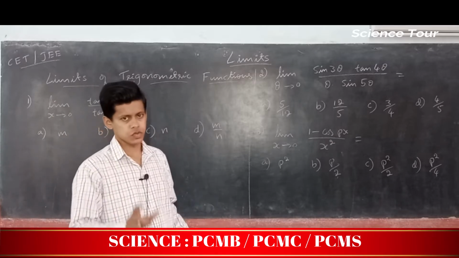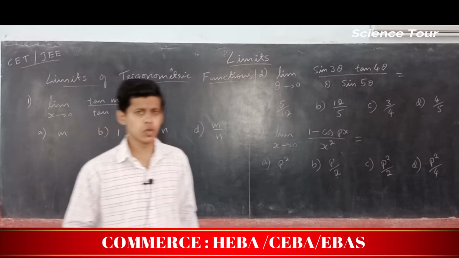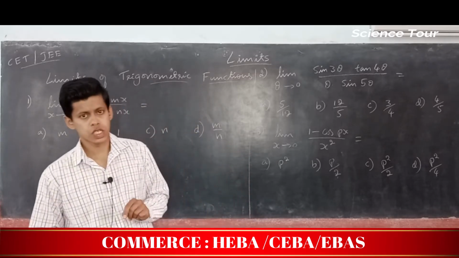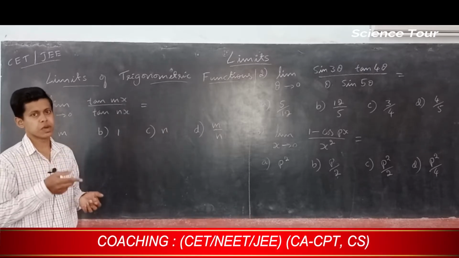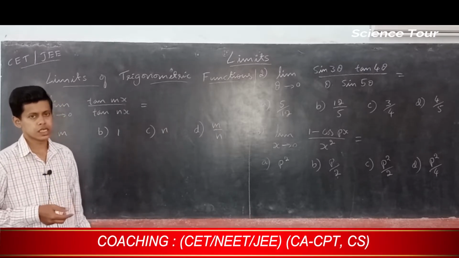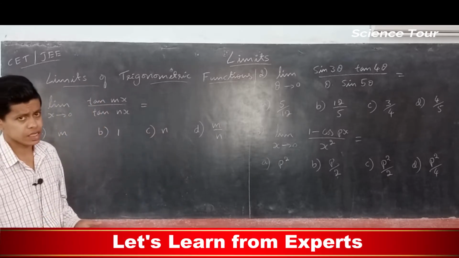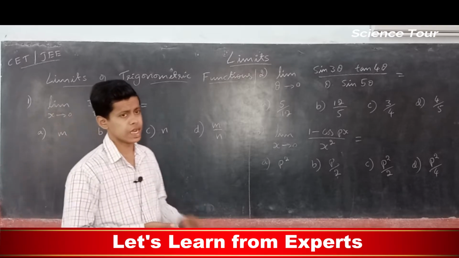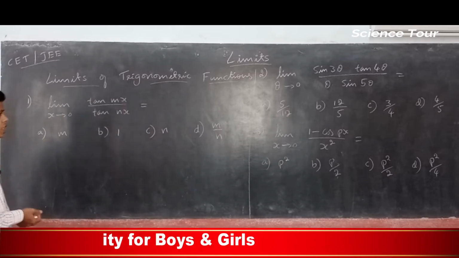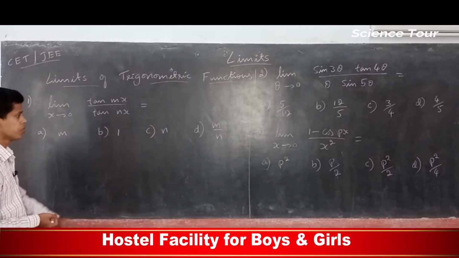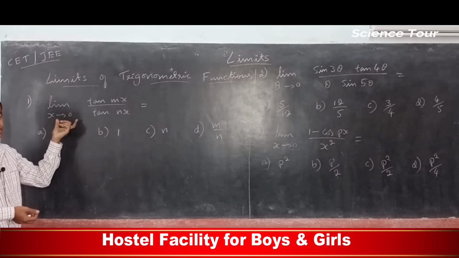Before we go into this question, please recall a few formulas. The first one, limit x tends to 0, sin x by x is 1, and similarly limit of tan x by x as x tends to 0 is also 1, and if you have 1 minus cos x divided by x, limit x tends to 0, that will be 0. Those are the three formulas that you got to remember. Now let us look at this question.